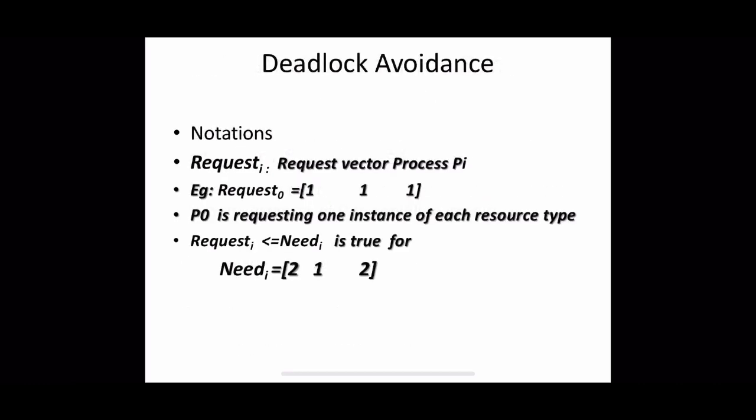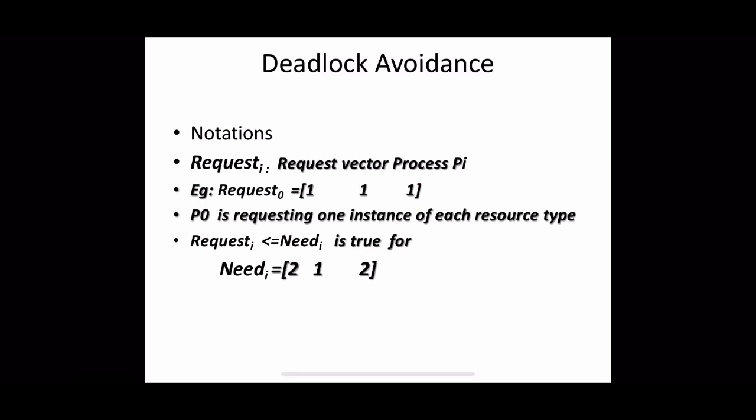Now, before going to the details of this algorithm, let us be familiar with some notations used in it. First of all, the request vector is denoted by Request[i], which denotes the request vector of process Pi. Just for example, Request[0] = 1 1 1 means process P0 issues a request in which it requires one tape drive, one disk drive and one printer.